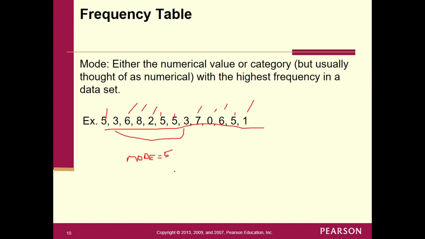Can you have more than one mode? Yep. If that's the case, you would just have a tie between numbers, all right? And both of those would be a mode. We would call that bimodal. Two modes, bimodal, okay? When you just have one mode, that's called unimodal.